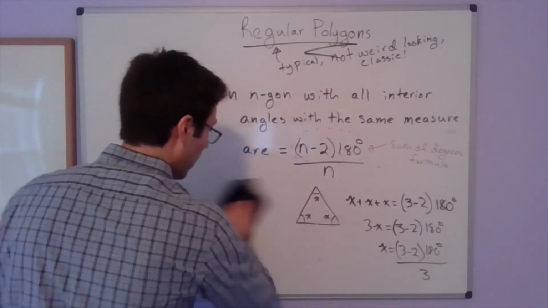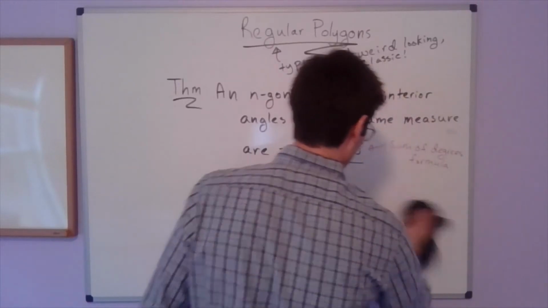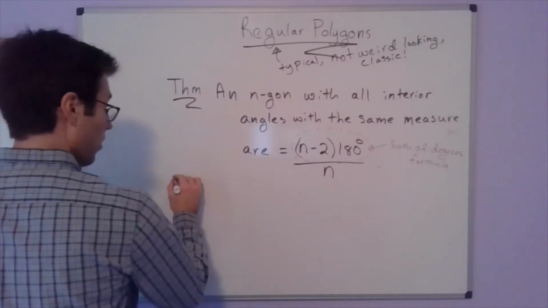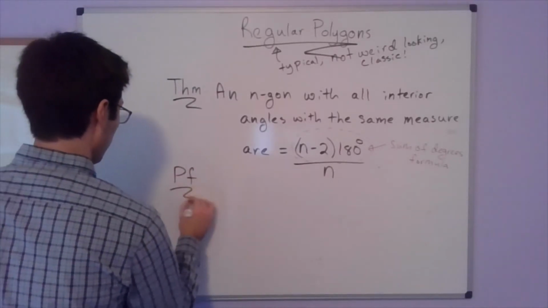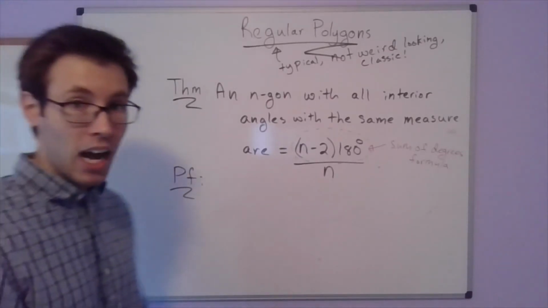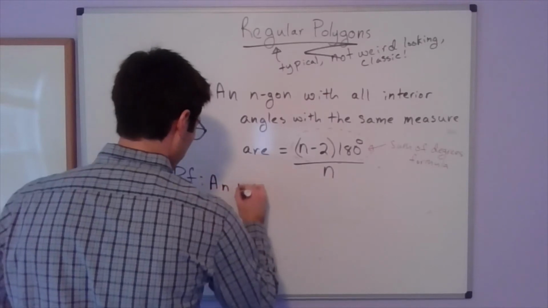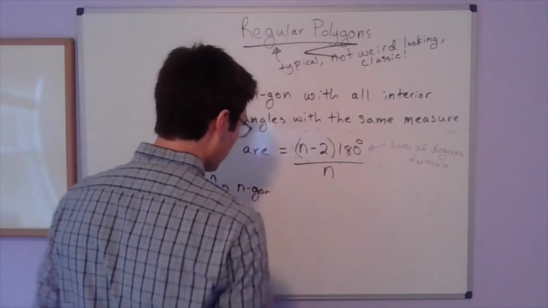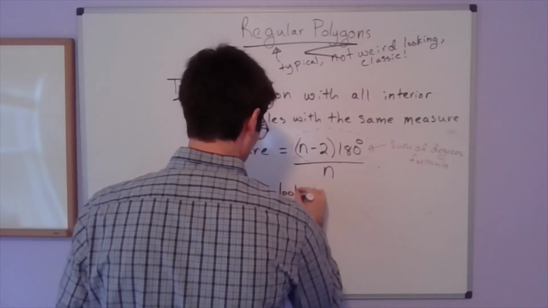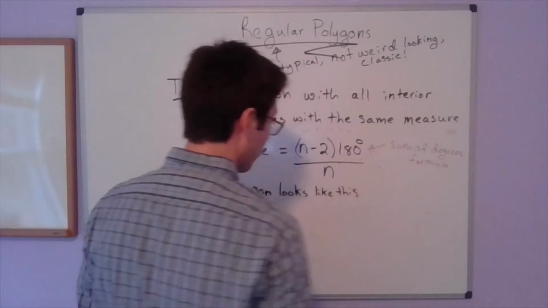All right, I'm going to erase this example. It's the same thing. We just need to write this a little differently. A lot of dots are going to go here. It's a good proof to see. It's awesome. All right, proof. An n-gon looks like this. This is a proof for it.